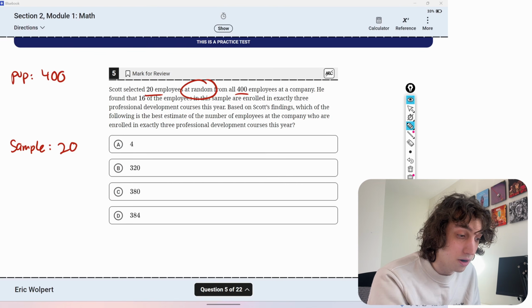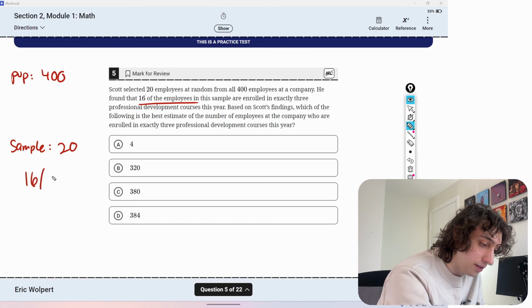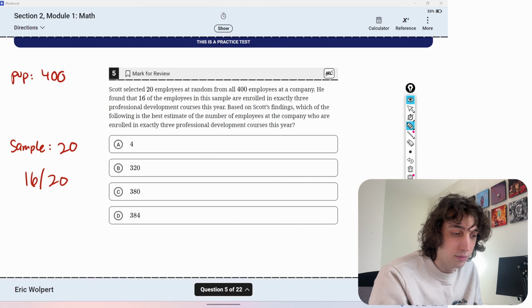And indeed, we are. He found that 16 of the employees in the sample are enrolled in 3 professional development courses. Okay, so 16 out of the 20 were enrolled in 3 professional development courses. Which of the following is the best estimate of the employees at the entire company who are in these 3?